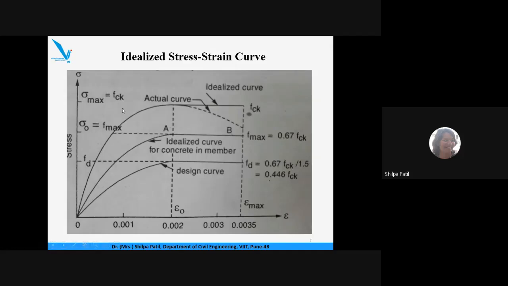The stress corresponding to this value is called the characteristic compressive strength, and this value is denoted by FCK. I think you are aware of this notation, right? Characteristic stress. Yes, ma'am, it is denoted by FCK.